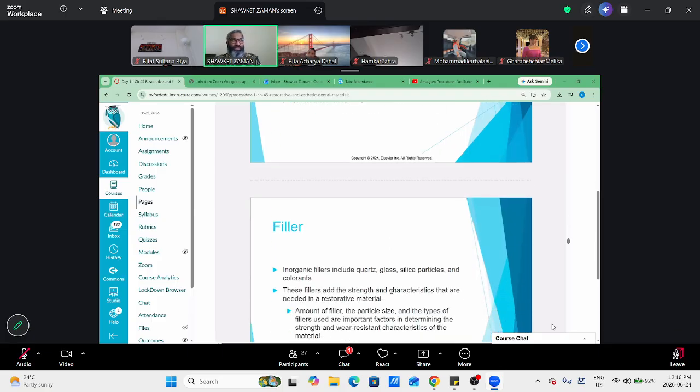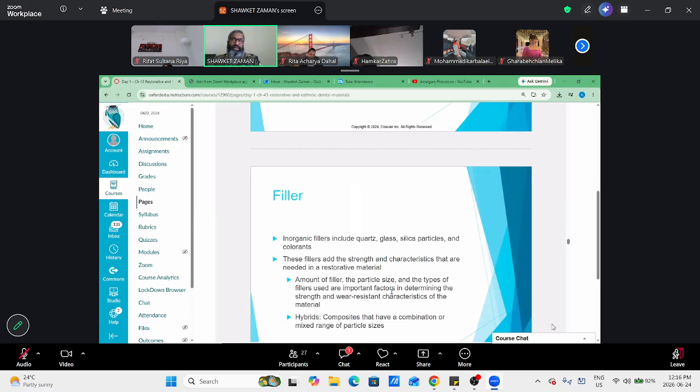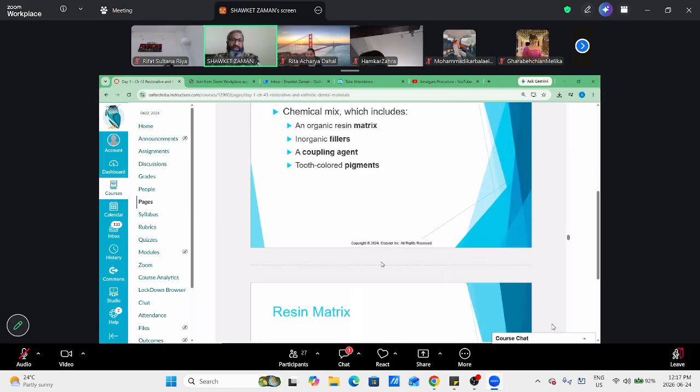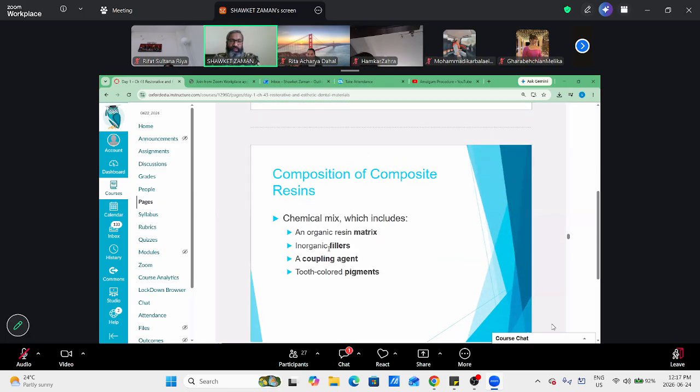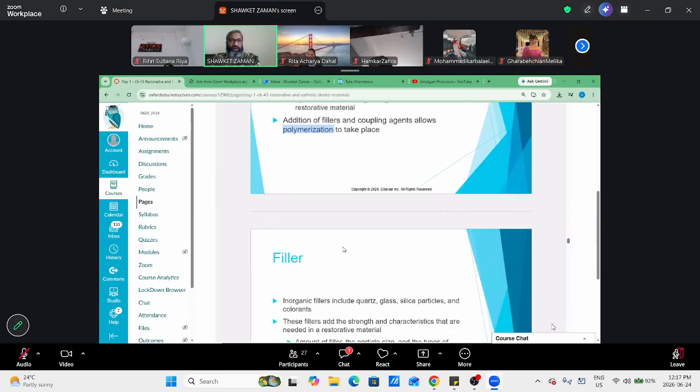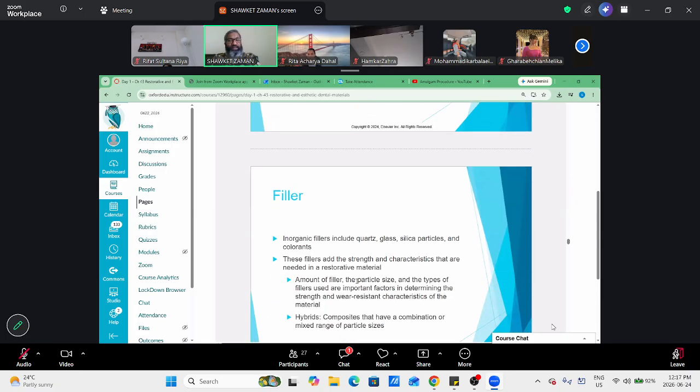Now, what are fillers? Fillers are particles, glass particles, which are applied to the bis-GMA or the resin composites so that they can reinforce the strength of the material. Fillers such as quartz, glass, and silica are small particles. They are also a form of inorganic material. As you can see here, we have an organic matrix and inorganic filler particles. When the organic materials mix with the inorganic filler particles, their strength increases.